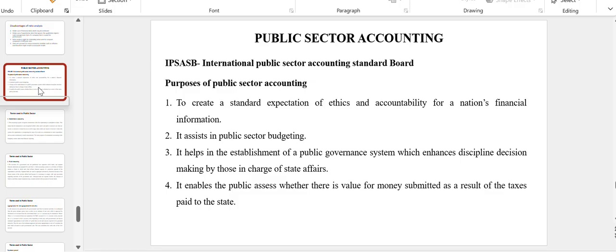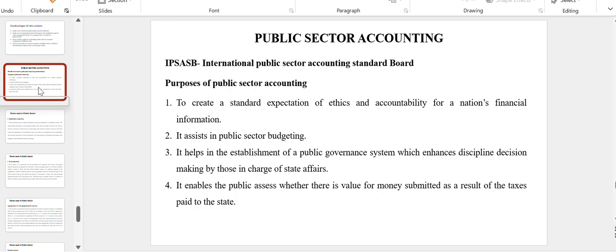Okay, now let us begin by asking ourselves, what is the purpose of public sector accounting? As an accountant, what is the purpose of public sector accounting? Why are we required to comply with the provisions of IPSAS? Why are we required to ensure that when you are preparing public sector financial statements, you comply with the provisions of IPSAS?